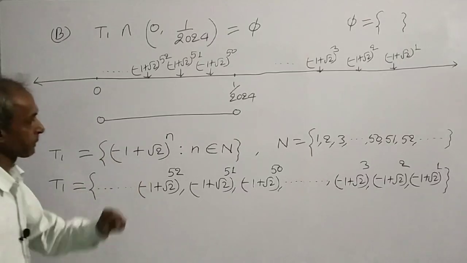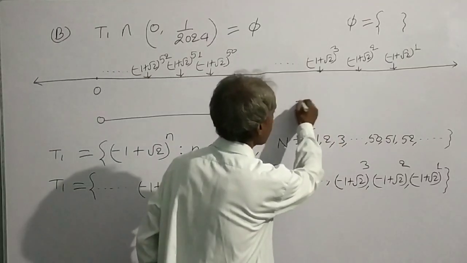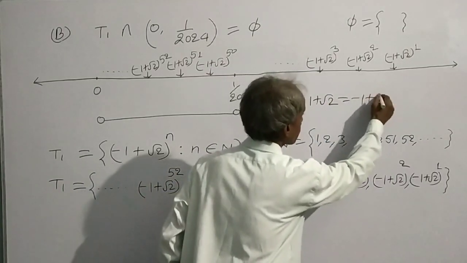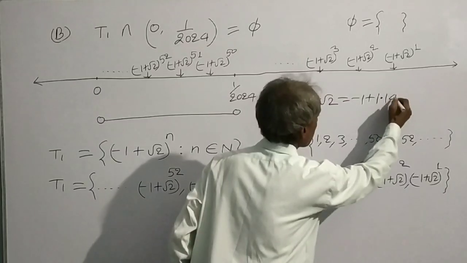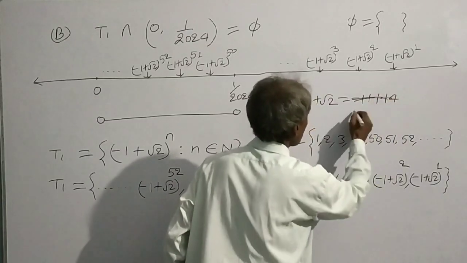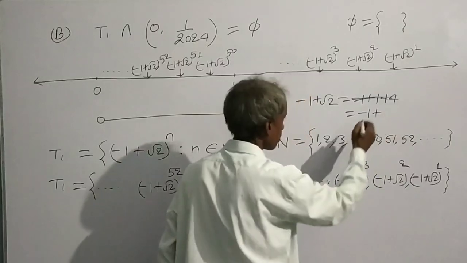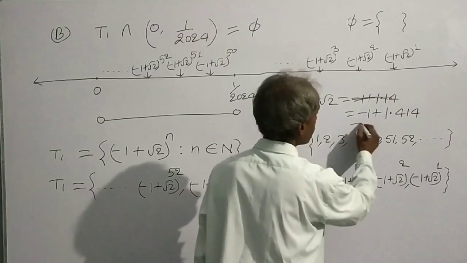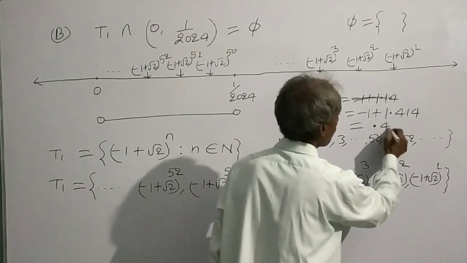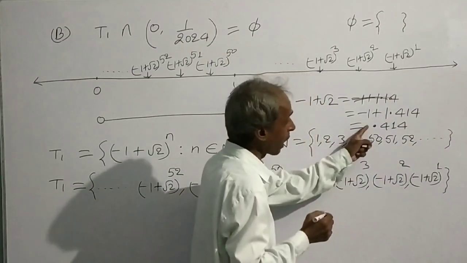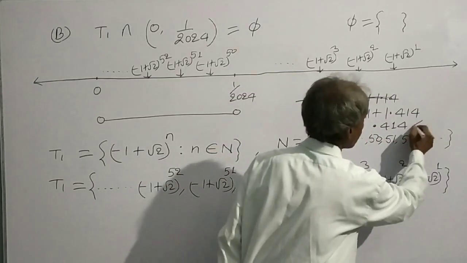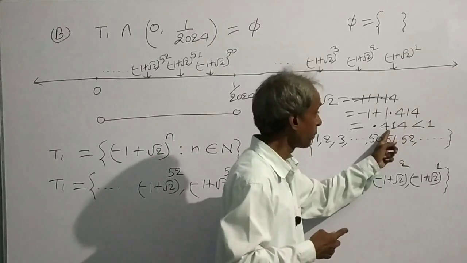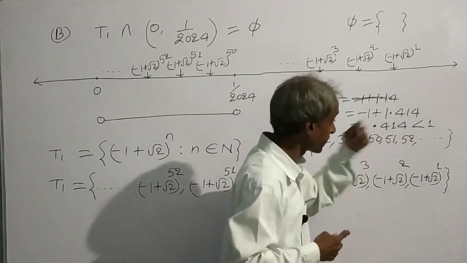This minus 1 plus root 2 is equal to minus 1 plus 1.414, that is equal to 0.414, and 0.414 is less than 1. This is less than 1 but positive, that means greater than 0.